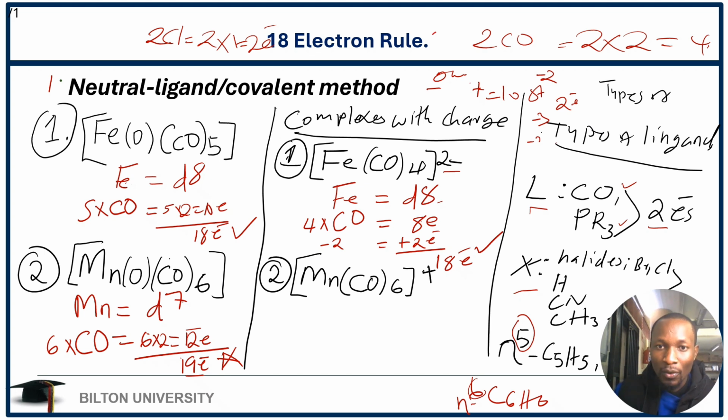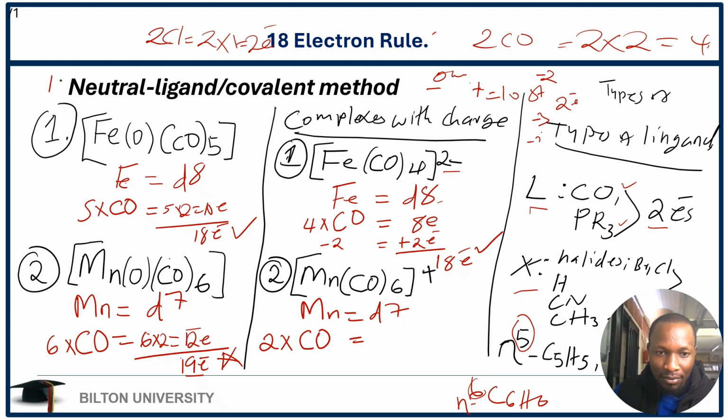We have said when it is positive, it means that the complex lost certain charges, and we are going to subtract those charges that it lost. So manganese, we know it is d7, so it's going to contribute 7 electrons. Carbonyl is our ligand here, and it is L-type, so it's going to contribute 2 times the number of carbonyls present. And how many carbonyls are present here? There are 6. So 6 times 2 is going to be 12.